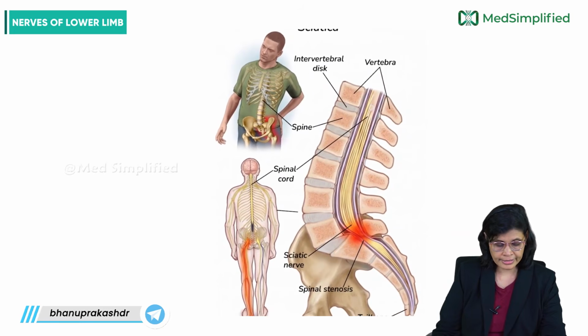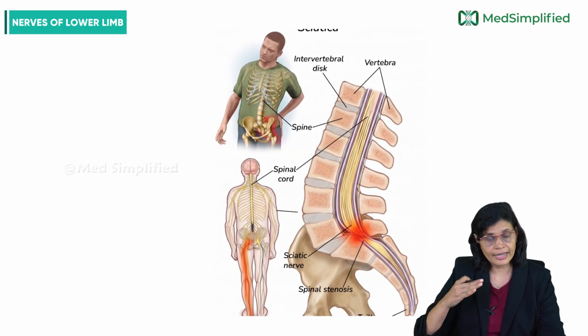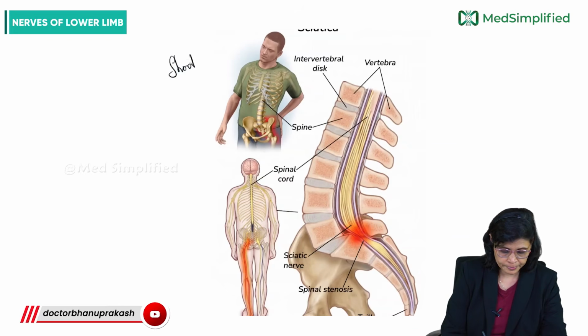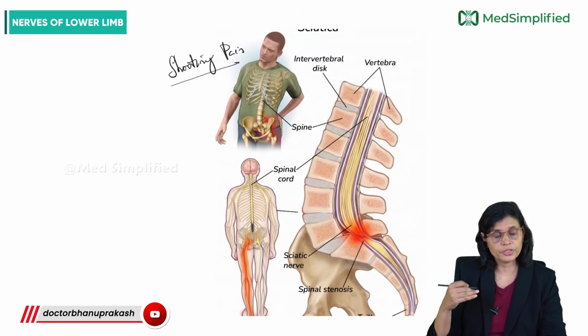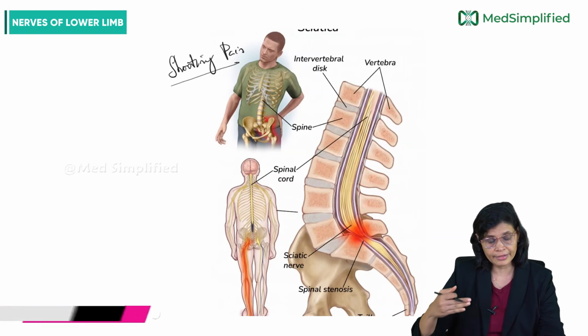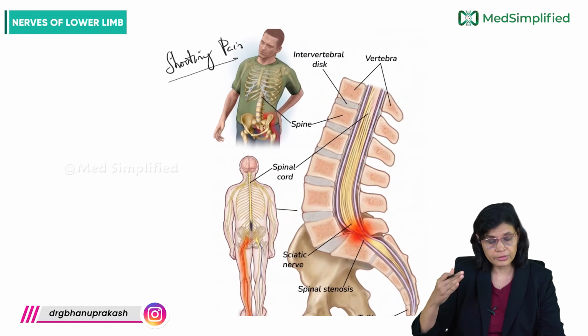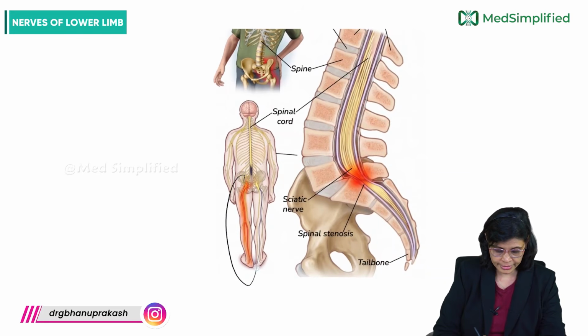Sciatica is a term applied to a clinical condition characterized by shooting pain, which is felt along the course of distribution of the sciatic nerve. In the gluteal region, posterior aspect of the thigh, lateral aspect of the leg, and dorsum of the foot, all over we feel that shooting pain. You can see all over here there is the pain.